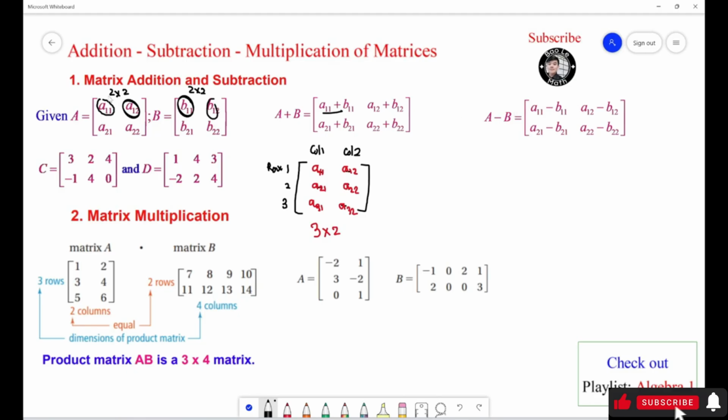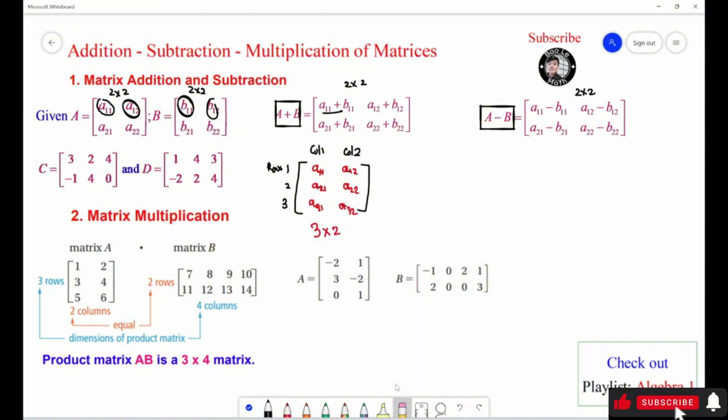Keep in mind, the dimension of matrix A is 2 by 2, and the dimension of matrix B is 2 by 2. They have the same dimension, so their sum or difference has the same dimension. It's still 2 by 2.